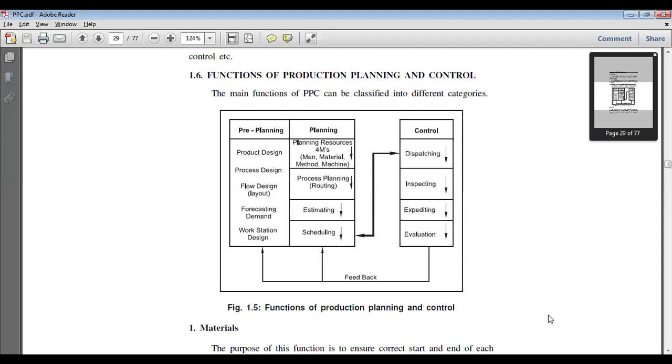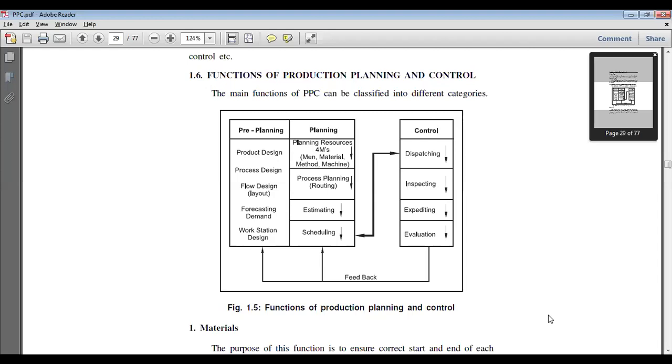Then after the actual execution of the schedule or actual production of the schedule, the parts are dispatched, then inspected, then expediting, and then evaluation. So inspection we have already studied in quality management, and then what results are concluded from the inspection are implemented for the next batch or next process.